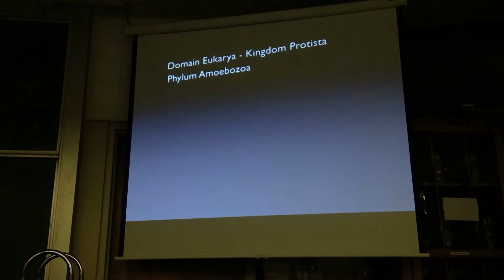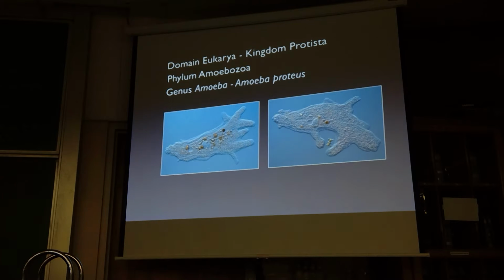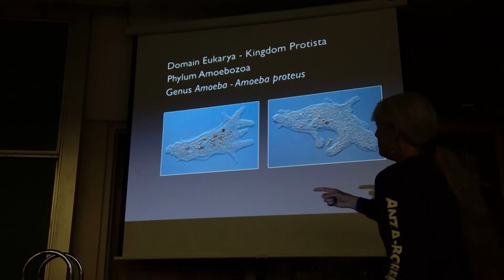So here's our domain Eukarya, kingdom Protista, phylum Amoebozoa. That's what an amoeba looks like. This is an image of Amoeba proteus. If you were looking at live Amoeba proteus, they're almost transparent. The color that you see here, these are food vacuoles.